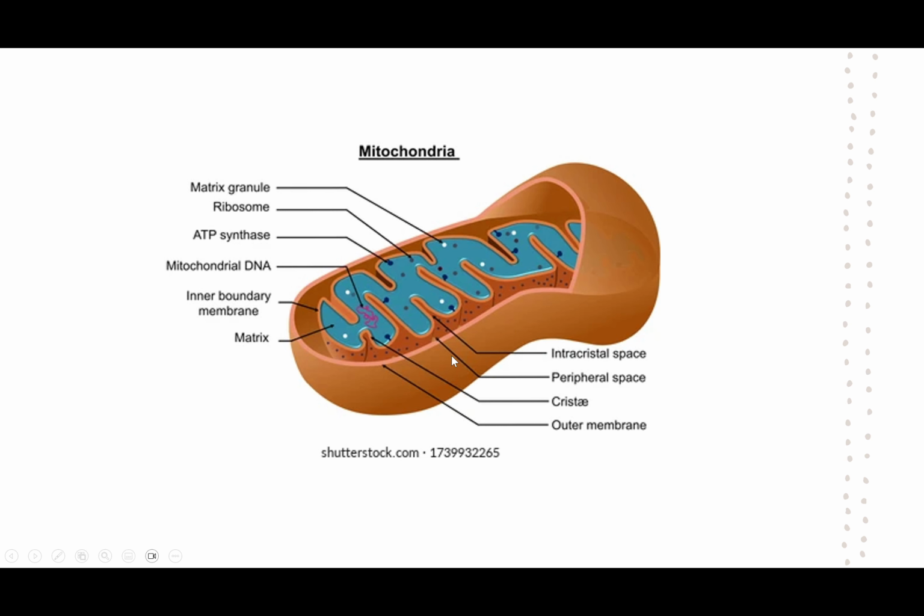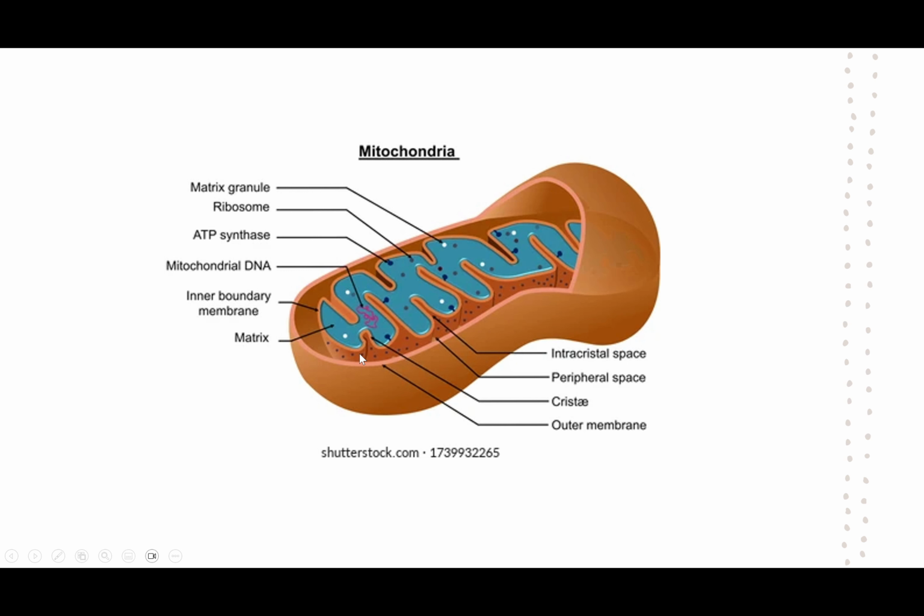So we'd have known that it is a double membrane organelle, where it has its different spaces. It has its outer membrane, its inner membrane, and then you have an outer space there. Within the inner membrane itself, the inner membrane boundary, it has a lot of folds in it, which we call cristae. And within the matrix, it is actually filled with mitochondrial DNA, ribosomes, different types of matrix granules, etc. So we have that there.